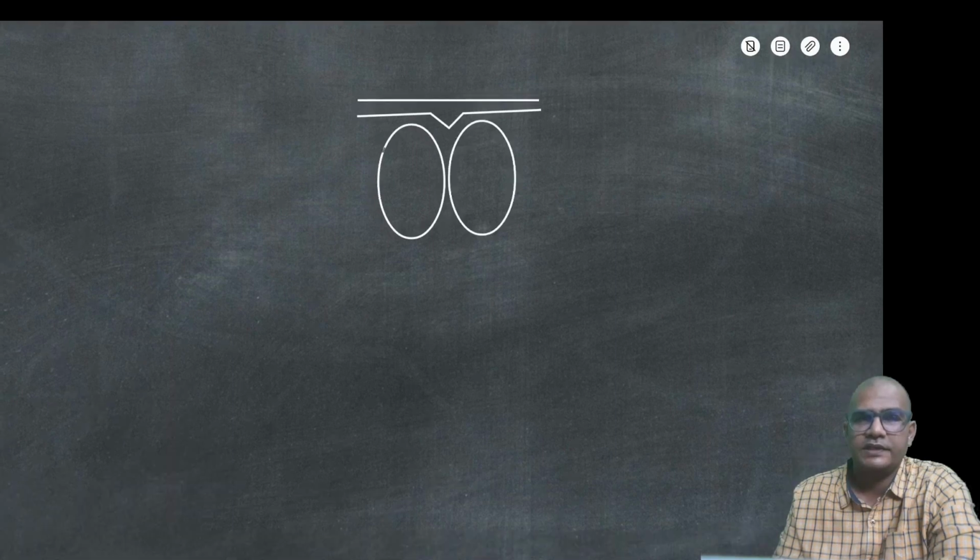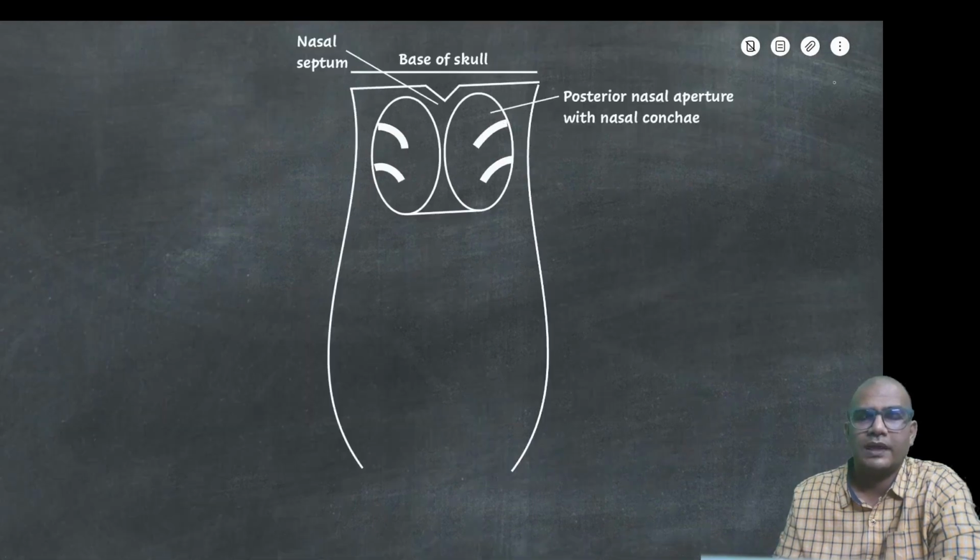We will begin with base of the skull. We will draw the base of the skull. Next, we will draw two posterior nasal apertures or posterior nares. There is medial nasal septum in between these two. Then we will show the concha projecting from the lateral wall into the nasal cavity. These are concha. Draw the lateral wall of the pharynx with the drawing of tongue.